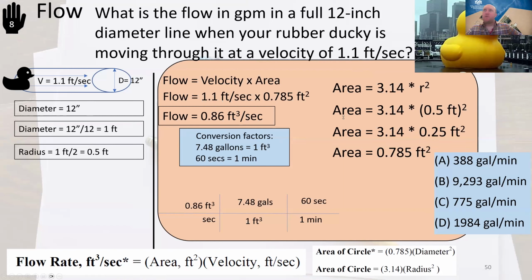Looks like about half of the people put A, 388 gallons per minute. But quite a few people also said 775. So let's go through and calculate it out.